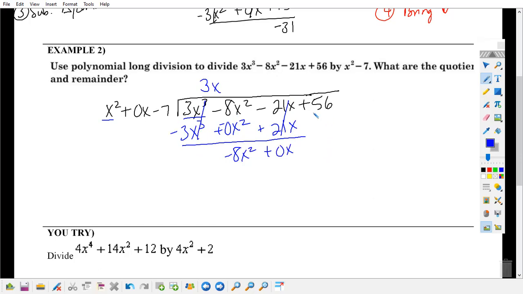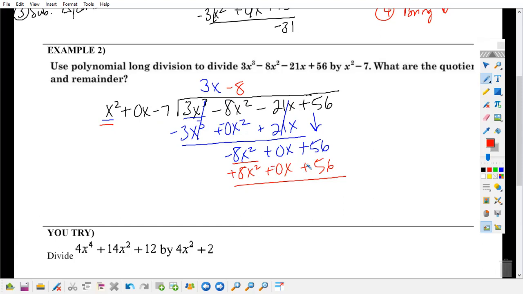After I subtract, I then bring down. And I ask myself, can I go again? Yes, the degrees are equal or greater, right? So divide: negative 8x squared divided by x squared is negative 8. And then I'm going to multiply. Negative 8 times x squared is negative 8x squared. Negative 8 times 0 is 0. Negative 8 times negative 7 is positive 56.